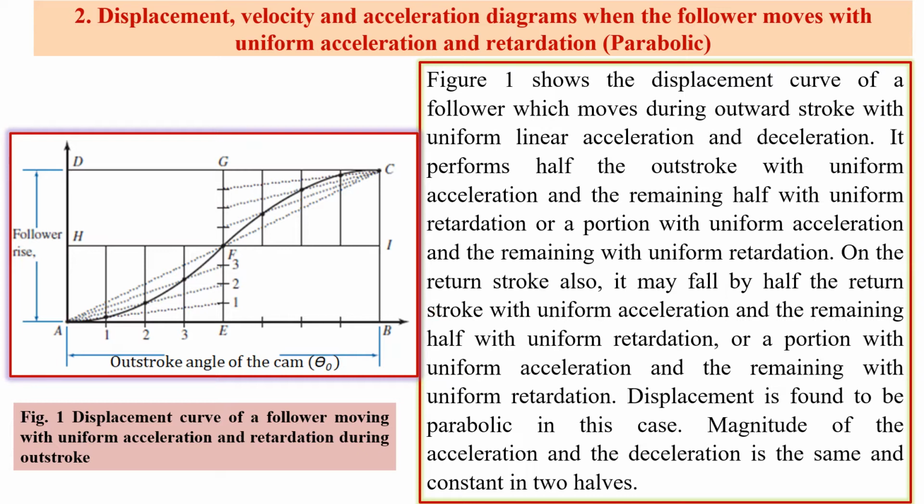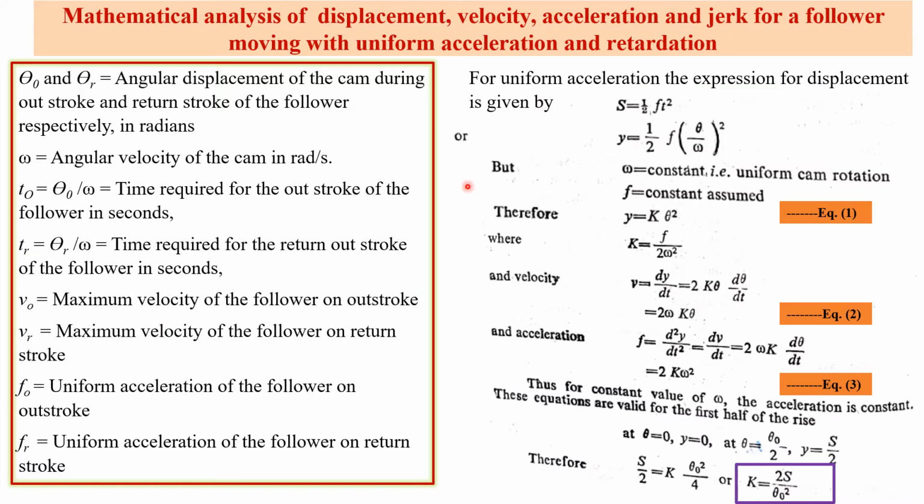Displacement is found to be parabolic in this case. Magnitude of the acceleration and the deceleration is the same and constant in two halves. Now we shall carry out a mathematical analysis of displacement, velocity, acceleration and jerk for a follower which is moving with uniform acceleration and retardation during its rise and return.